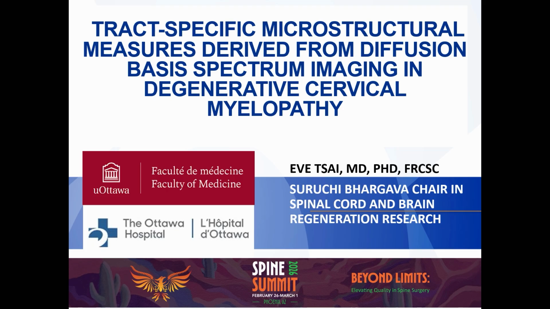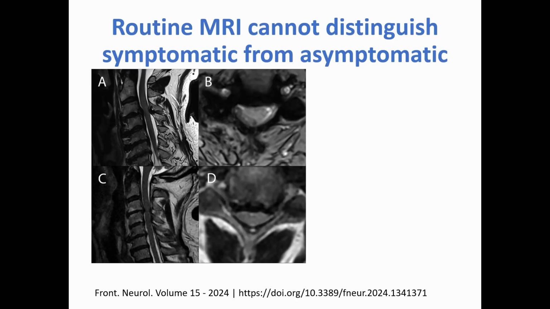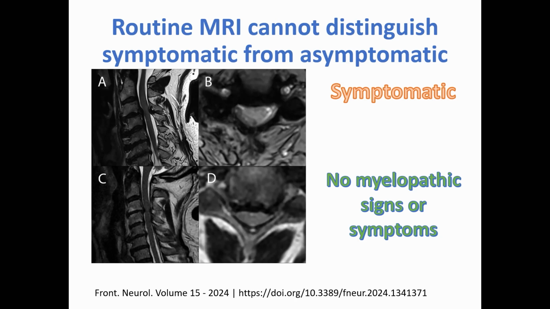So I've been asked to discuss this. Why is this a top abstract? It's a top abstract because it's filling an information gap that we don't have. Right now, routine MRI cannot distinguish between symptomatic and asymptomatic. I put this up as an example. Both patients have cord stenosis. Both patients have, on axial imaging, the cord deformed. Can anyone say which one is symptomatic or not? This has actually been published, and the top image is a patient who is symptomatic, and the second patient has no myelopathic signs or symptoms.